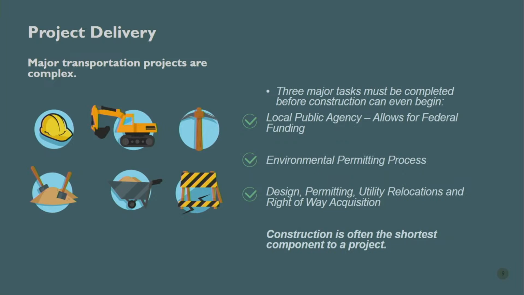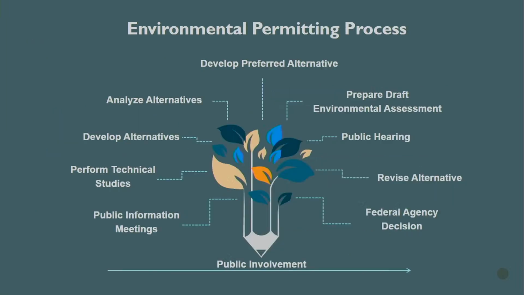It's often the shortest, but it's definitely the most expensive phase of the project. Here's just to give you some ideas around the environmental permitting process. The primary driver in this process is public involvement. So through all these steps, we're asking the public's opinions on the different alternatives. We're revising those alternatives. We're taking those back to the federal agencies for review and ultimately a decision by that federal agency before we can move forward to construction.